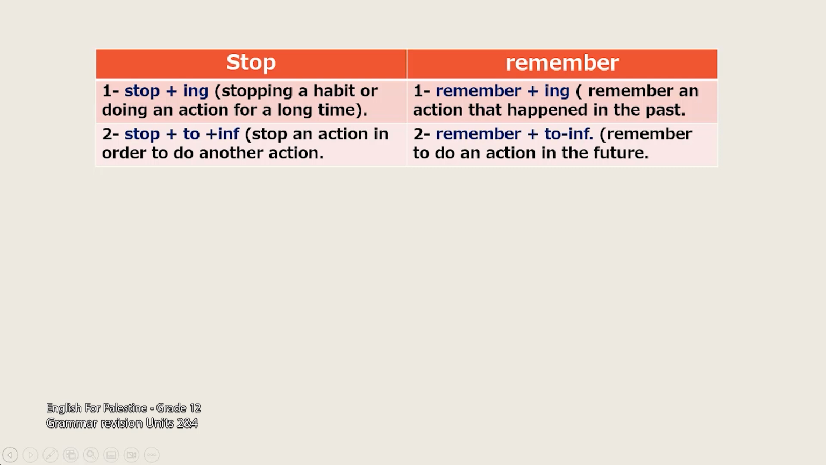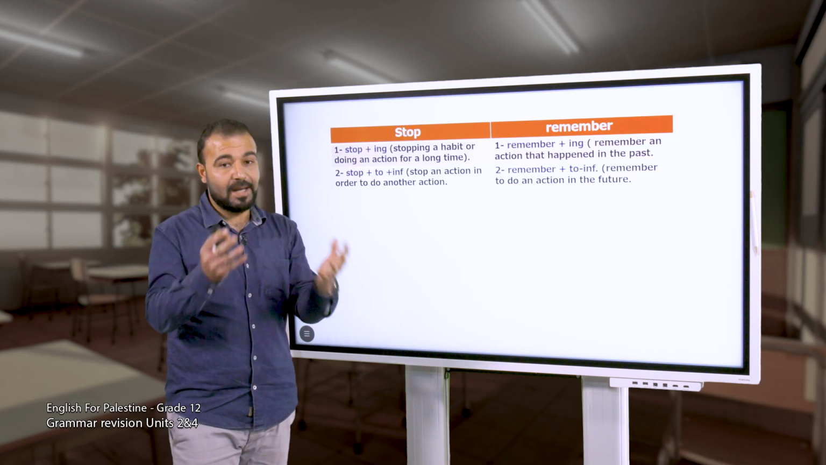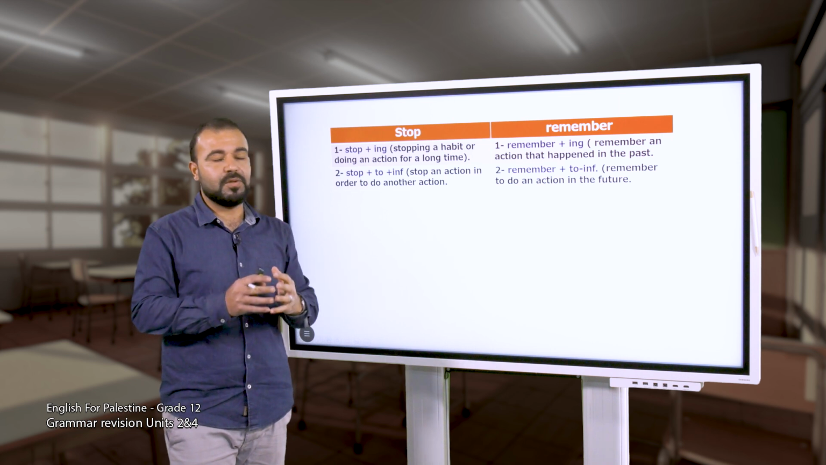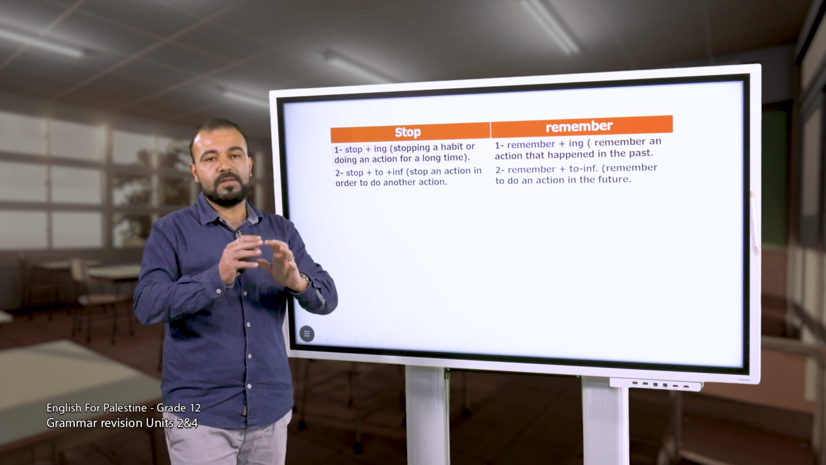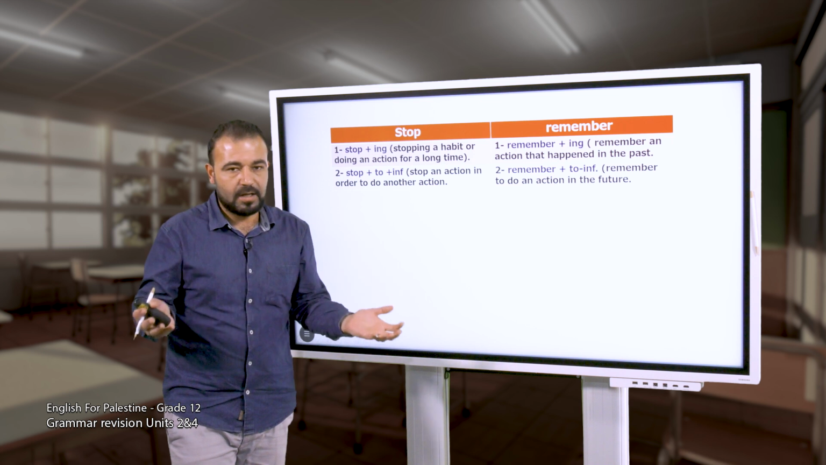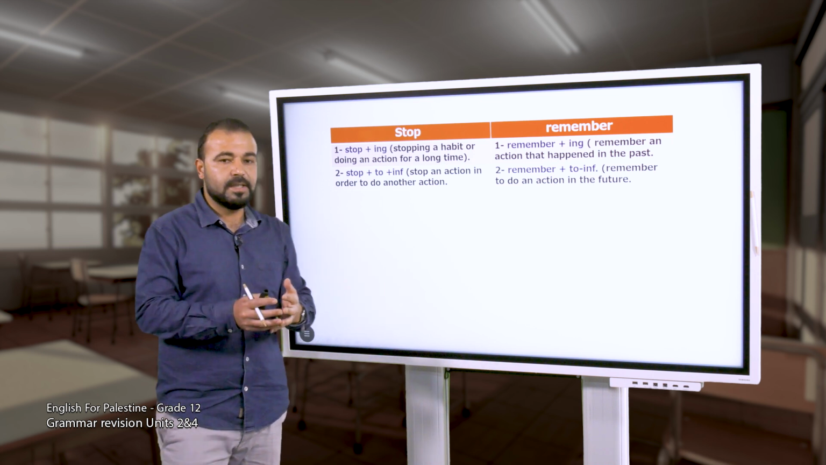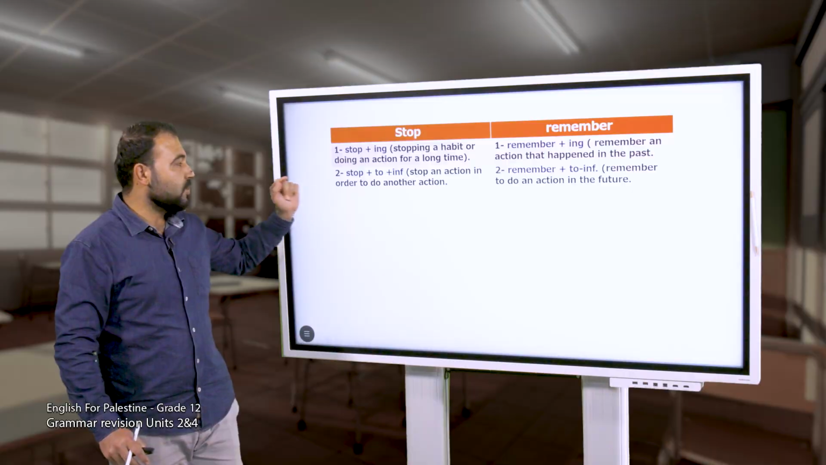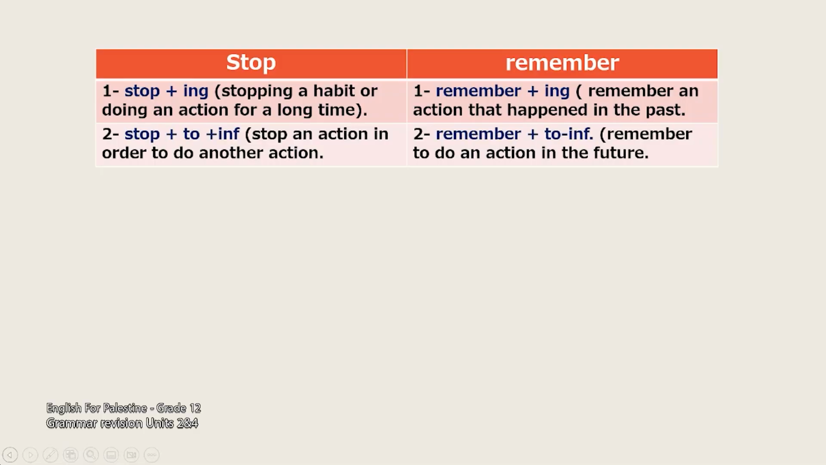Again, stop plus the ing when the stopping here is for a long time, when we need to stop a habit, a bad habit, or we are tired, so we want to stop, for example, our work, etc. But when the verb here, stop, means stop for a short time in order to do another thing, here it must be followed with the infinitive with to.